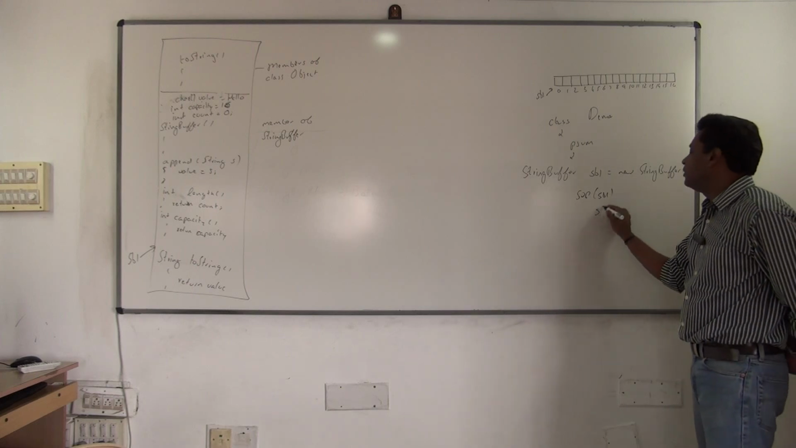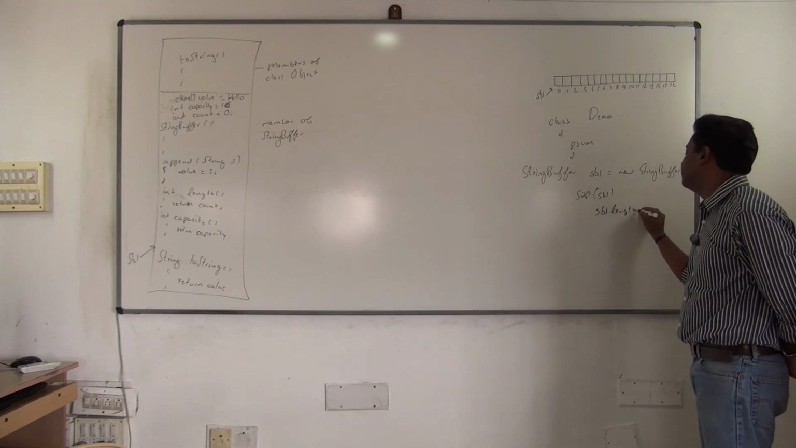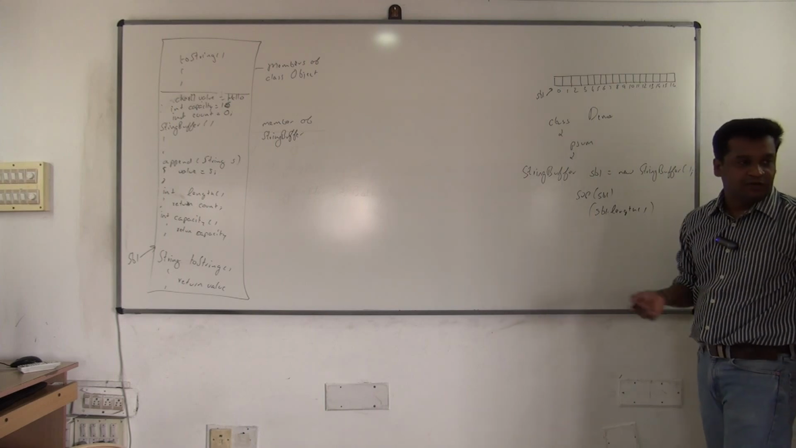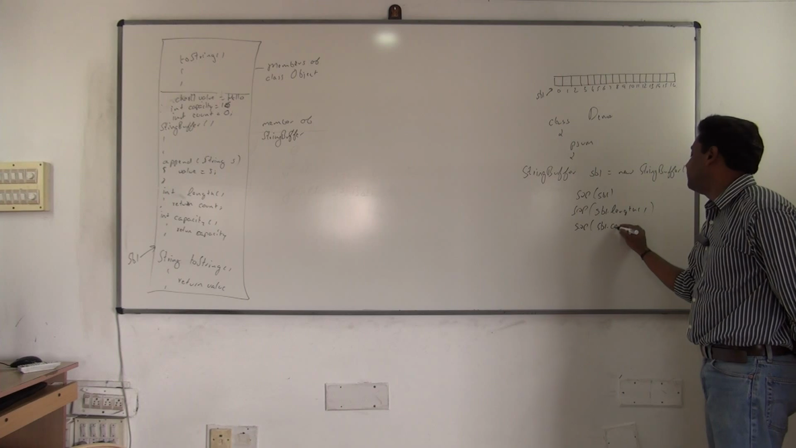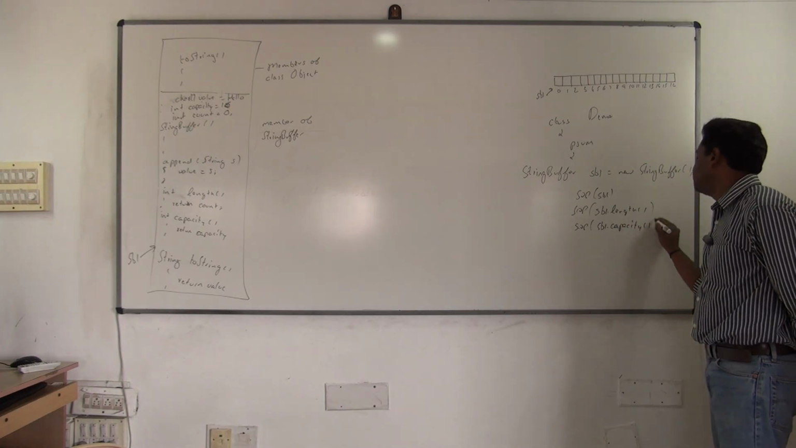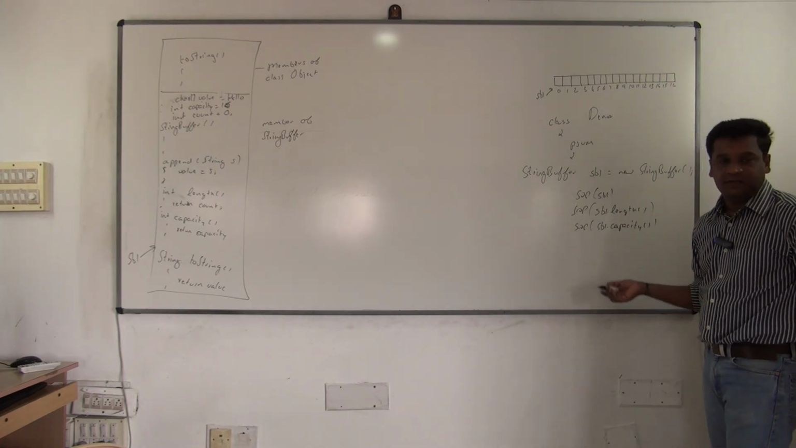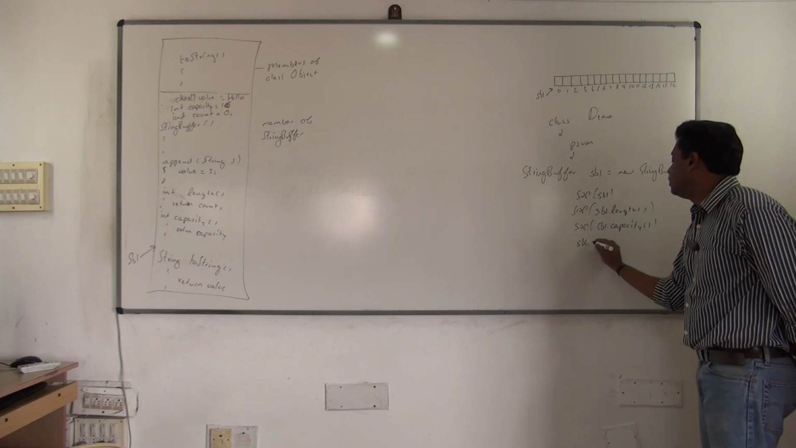Nothing. SB1.length, what was it printing? If you want, you can accept the return type directly printed. Understood? So SOP, it will print 0. SOP SB1.capacity, it printed 16. Simple. Understood? Next, I will call SB1.append.